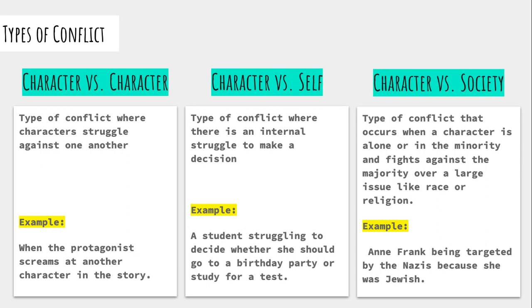We have character versus society. This is the type of conflict where a character is alone or in the minority and fighting against the majority over a large issue like race or religion. So last year when we read Incantation, Estrella was involved in a character versus society conflict because she was being persecuted for being Jewish, right? She's a part of this larger issue like religion, and her being persecuted for her religion would be a character versus society conflict.